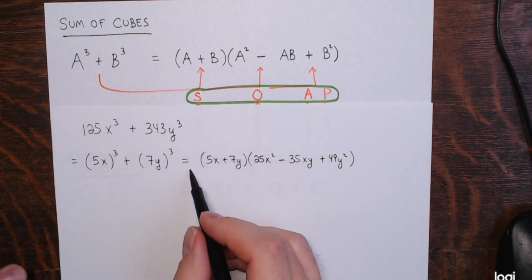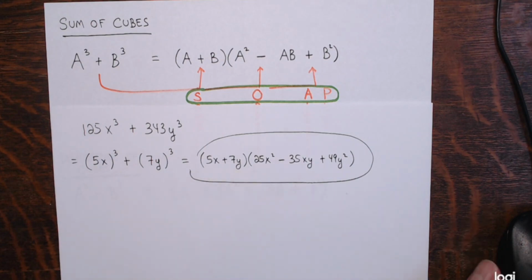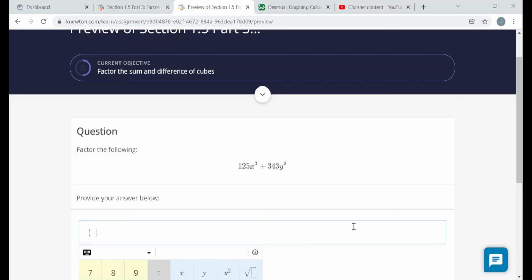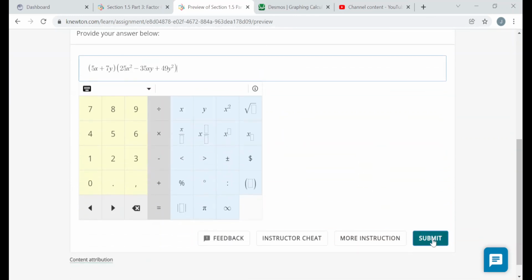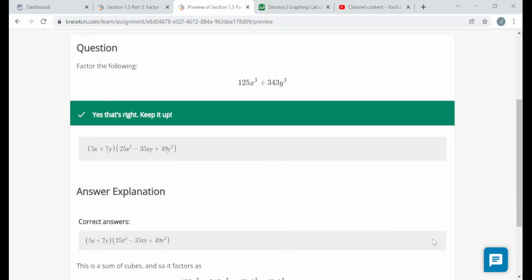This is the factored version of the polynomial we had. And again, you can check it by multiplying. But that's what I'm going to type in. Alright, so 5x plus 7y times 25x squared minus 35xy plus 49y squared. And just want to double check what I wrote, and that looks exactly like what I wrote down. Submit. Excellent. Alright, now there should only be one more of these.